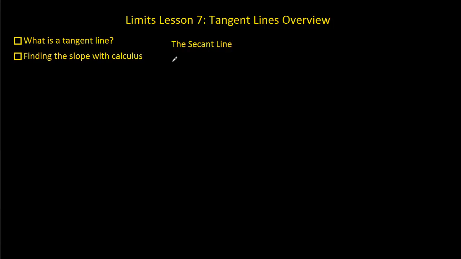Now, the secant line is something you might remember from geometry. Let's see if I can draw a circle here. Okay, the secant line is going to be any line that we can draw from one point on the circle to another point, something that just cuts right along. And this actually extends infinitely in either direction. And we can draw secant lines anywhere like this. These are all secant lines.